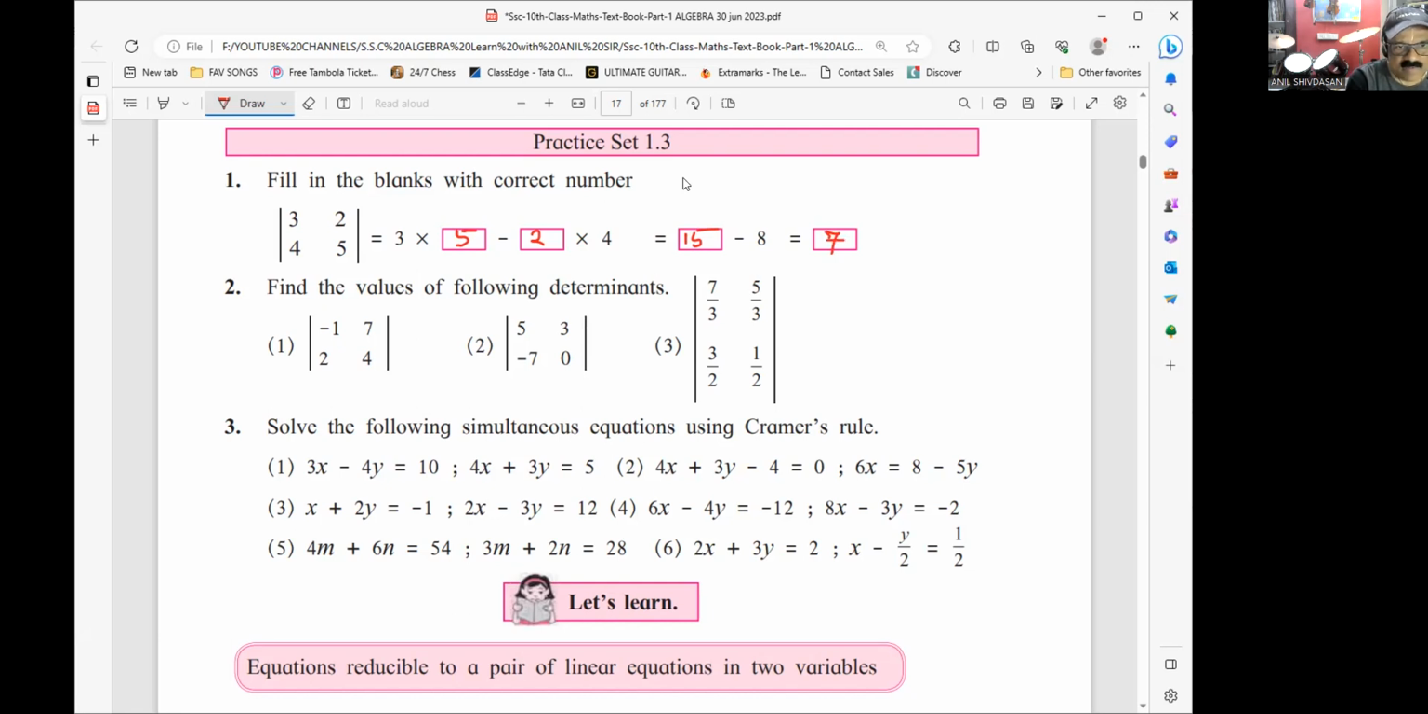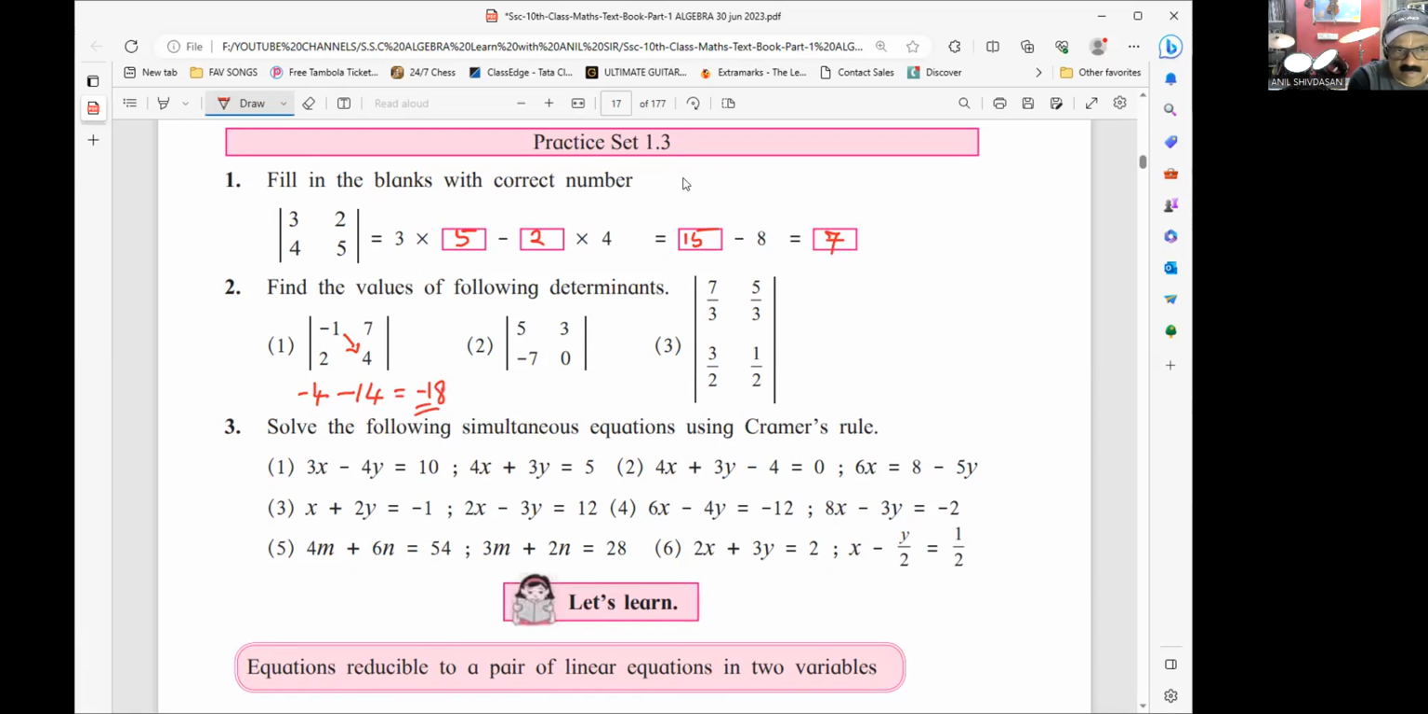Find the values of the following determinants. So what will be this one? Minus 1 into 4 is minus 4. Directly I'm doing. Minus 7 into 2 is minus 14. So what is the answer? Minus 4 minus 14 is minus 18. That is the value of the determinant.